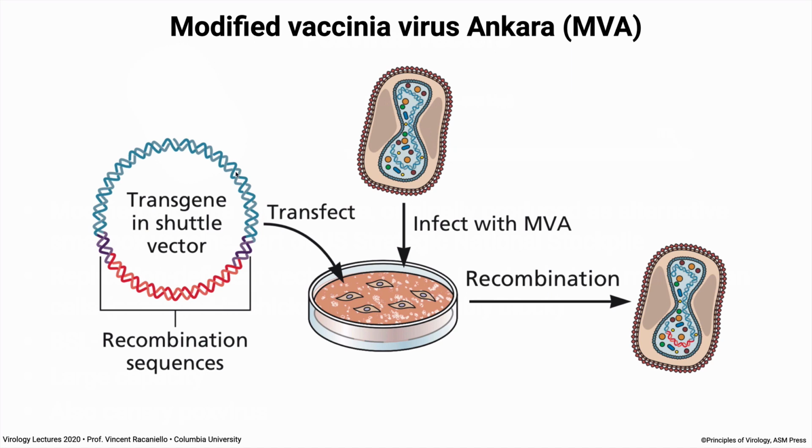You would have a transgene in a shuttle vector. This is a plasmid where you have, in red, the gene you want to put into the vaccinia virus, and then flanking it are vaccinia virus sequences that are recombination sequences. So basically you transfect that into cells, you infect with MVA, and these purple sequences will mediate recombination with the genome. And so out will come viruses where your transgene has been introduced by recombination, and you just screen for them.